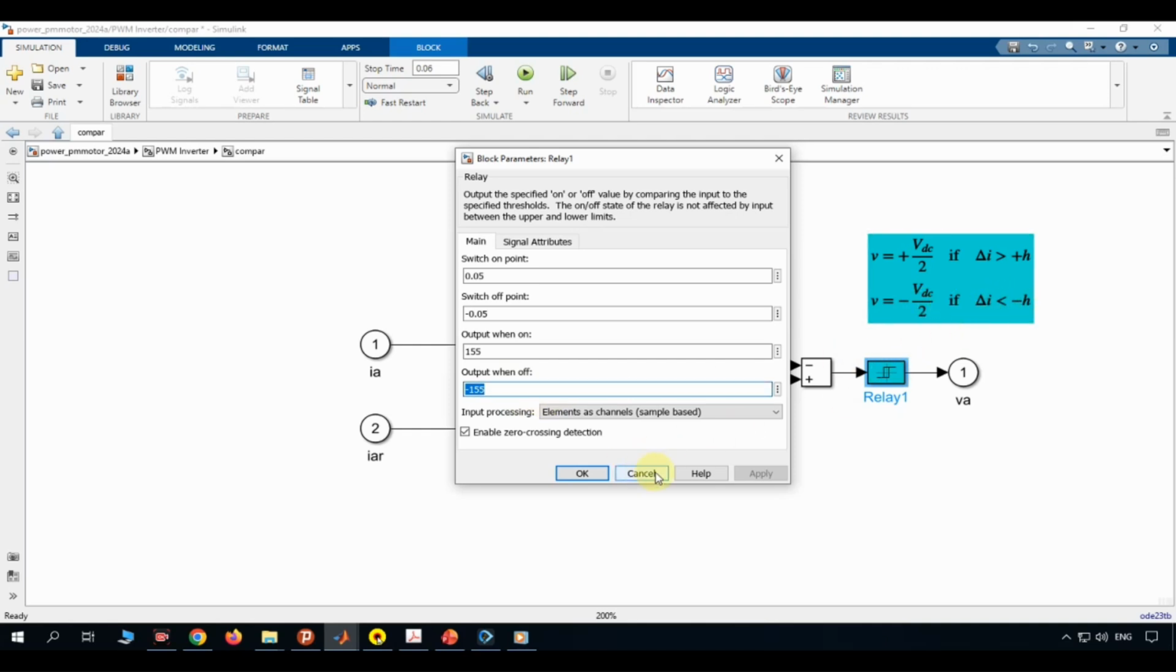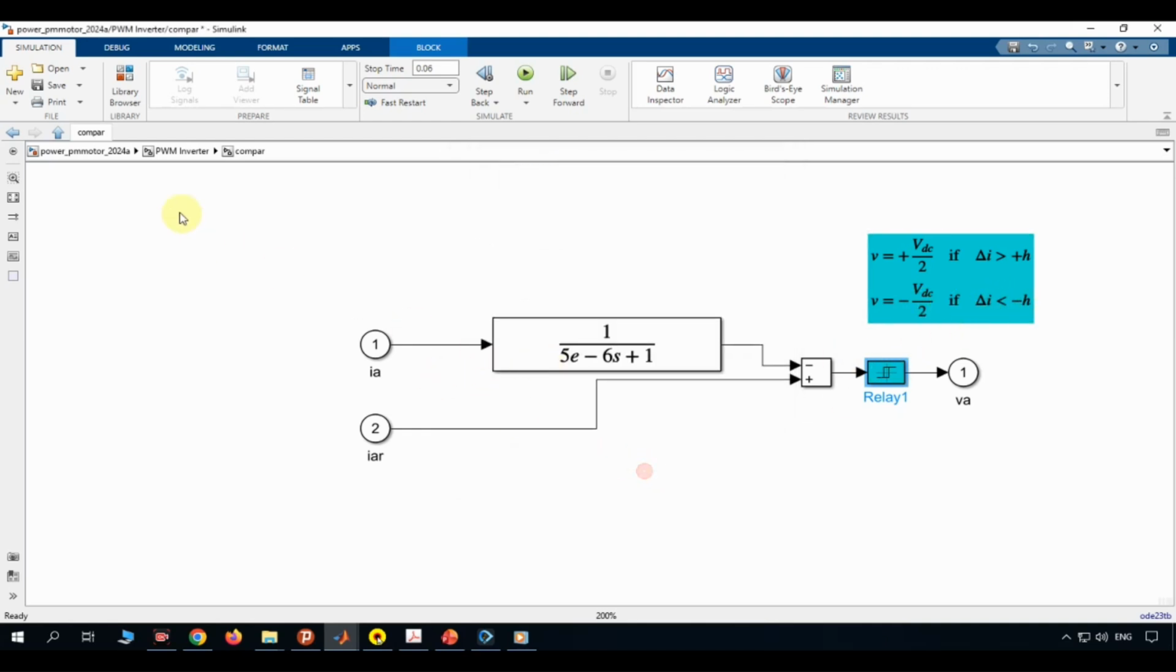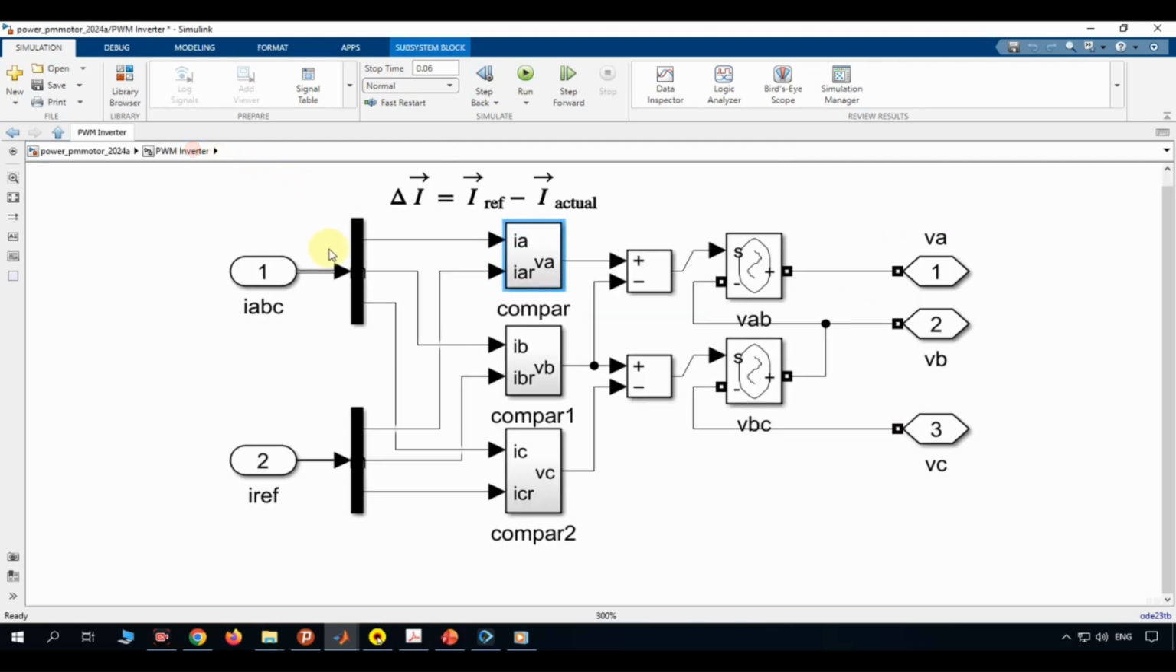So the phase voltage bangs back and forth between plus and minus 155 volts, constantly forcing the actual current to stay within a narrow band around its reference. That band is only 0.1 amperes wide, extremely tight current tracking. The advantage of hysteresis control is that it's incredibly simple, robust, and has an almost instantaneous transient response.